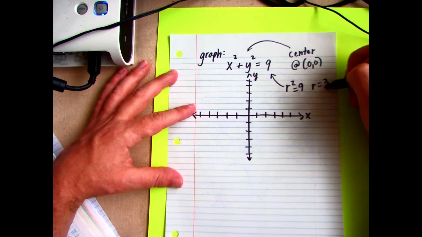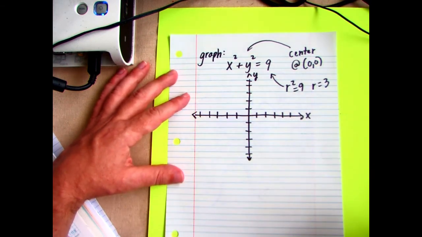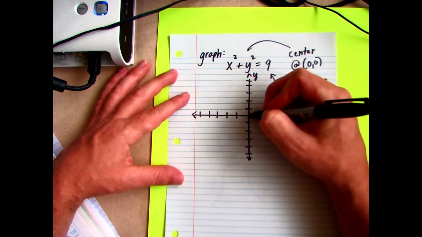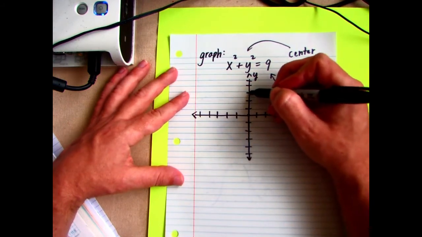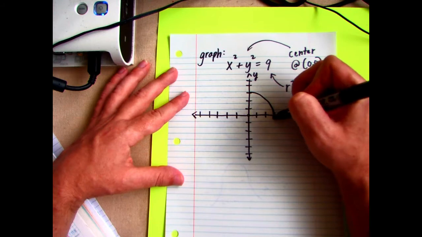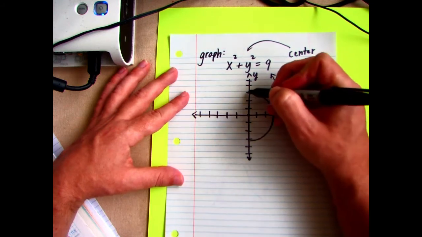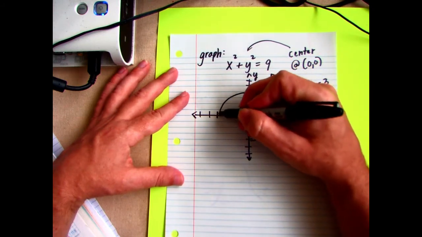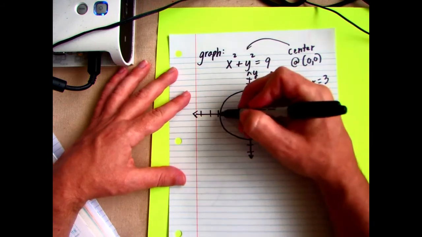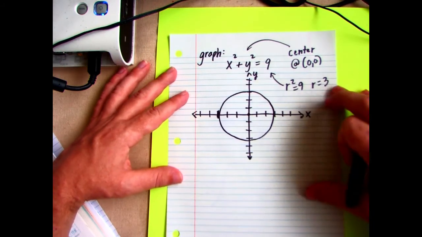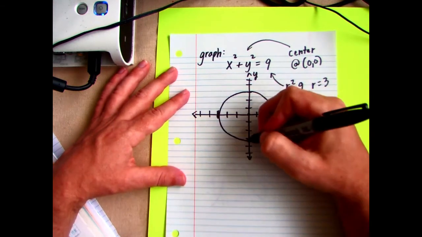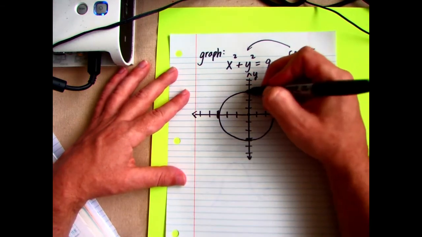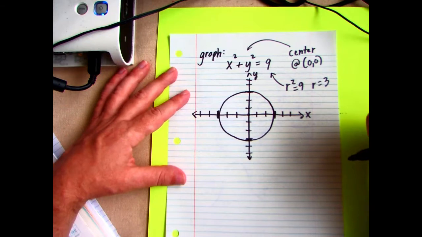For this problem, r squared is 9, so r equals 3. Again, it's important to remember that number out there is r squared. A lot of students see the number and they say the radius is 9, but no, 9 is r squared, so r is 3. So here's my circle with a radius of 3, and that's my graph.